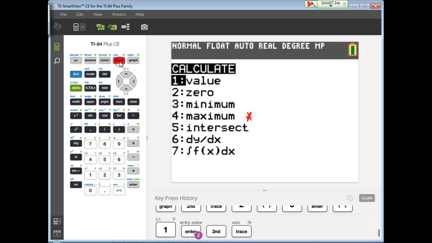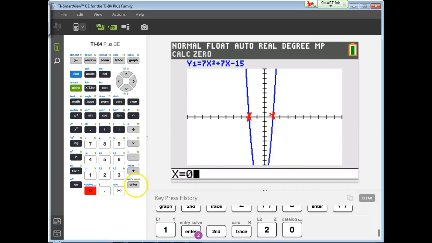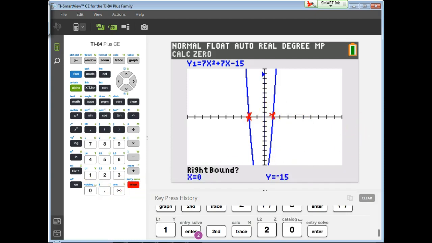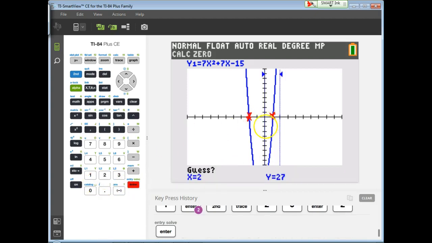So second trace, 0, which is number 2 in the list. Now, left bound for this guy, I'm just going to jump to x equals 0. And then I'm going to go to x equals 2 for the right bound. And you can't really see the other line, but it is there. And then enter: 1.05. Sounds good. I mean, we've done that a lot. We do that a lot in Algebra 2, that method.